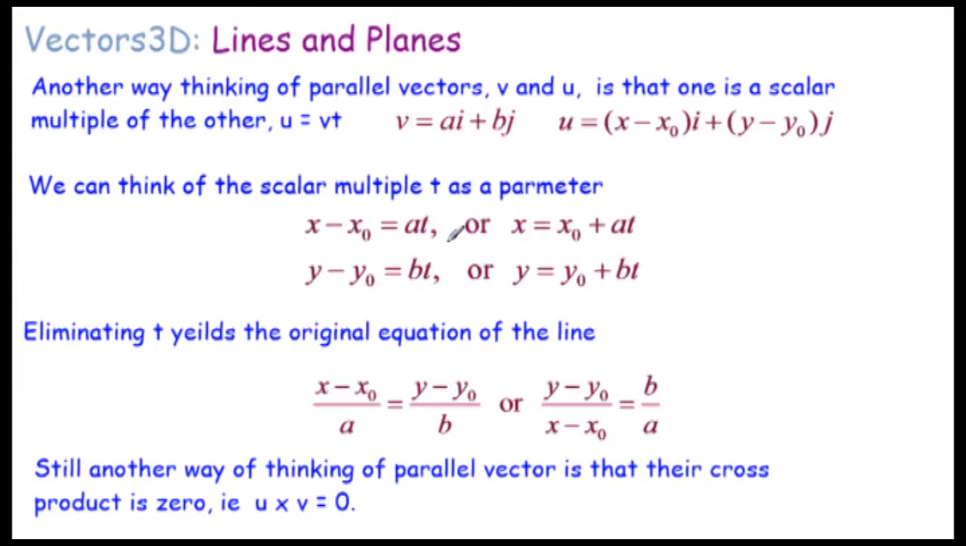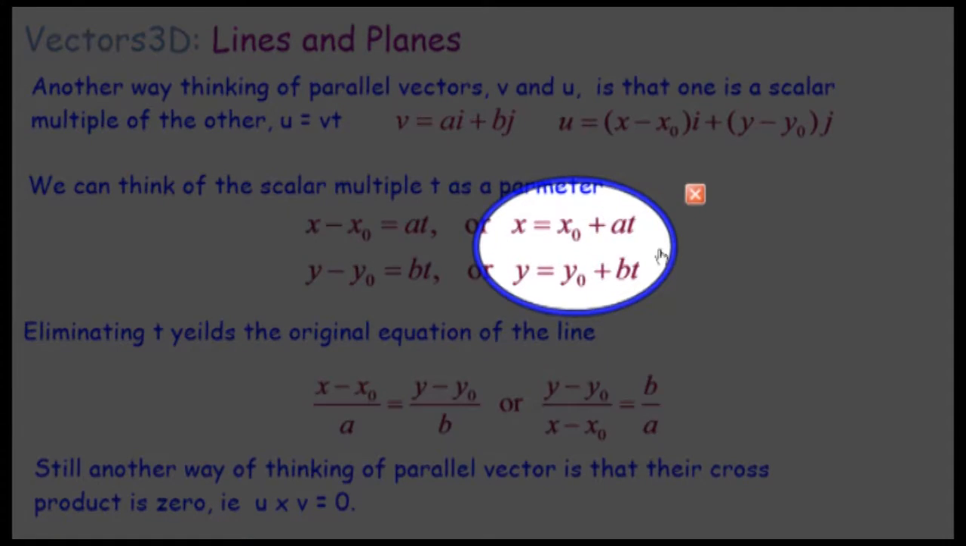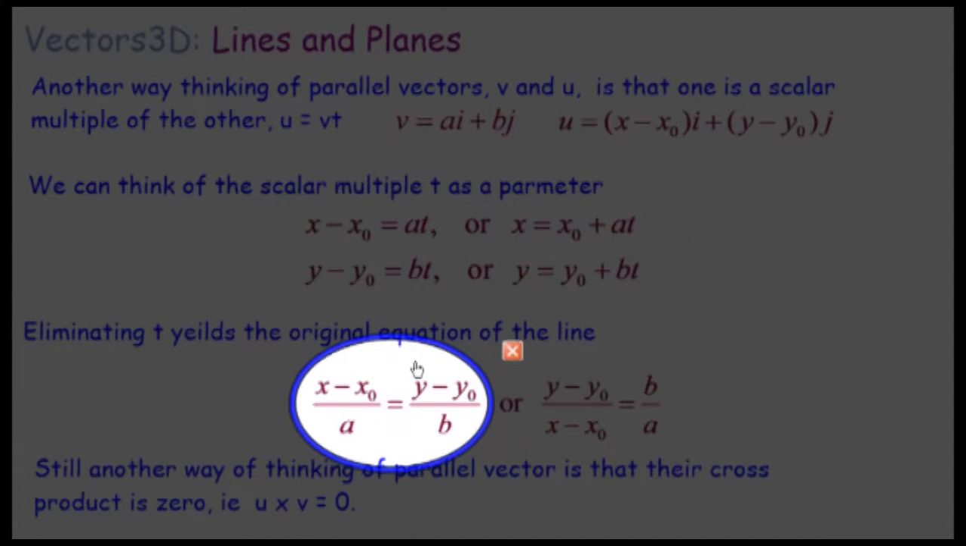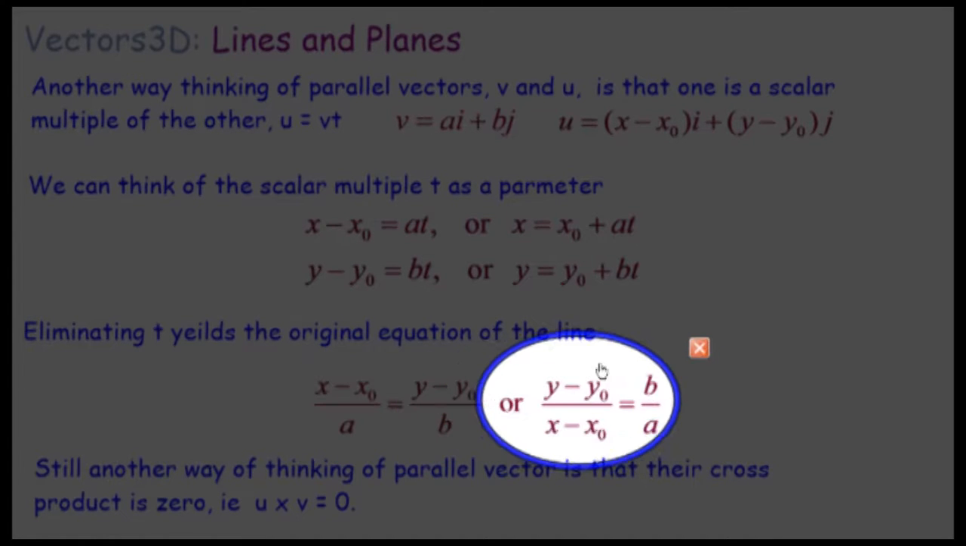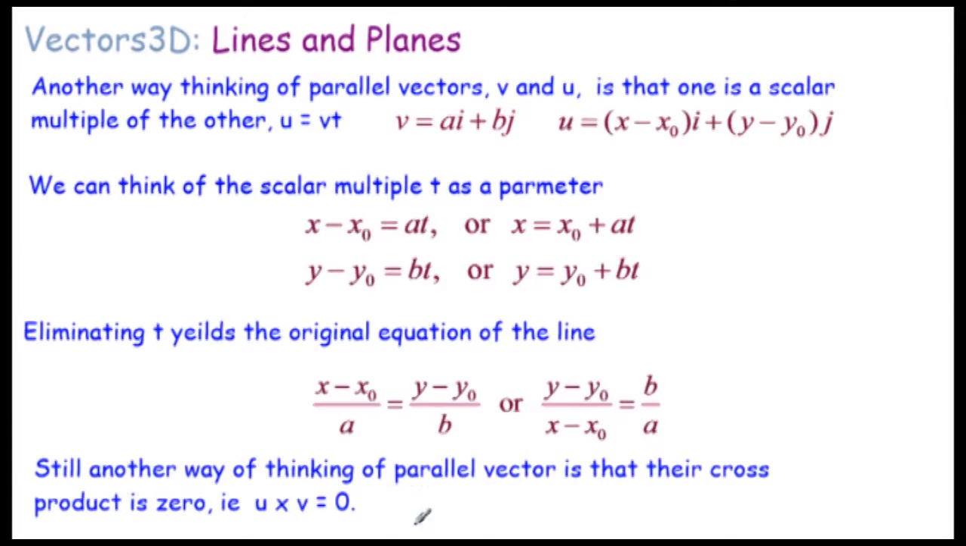Okay, a scalar multiple. So we rearrange those and get x is equal to x0 plus at and y is equal to y0 plus bt. Now, these are said to be the parametric equations of the line, and if you eliminate t, just make t the subject in both cases, you'll end up getting our original equation back. That was an introduction to parameters, in a way, but we're going to actually look at this in 3 dimensions as well.